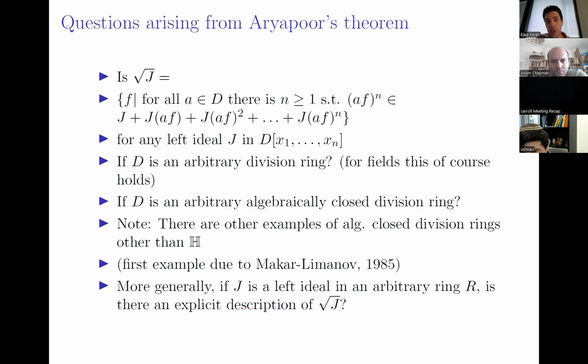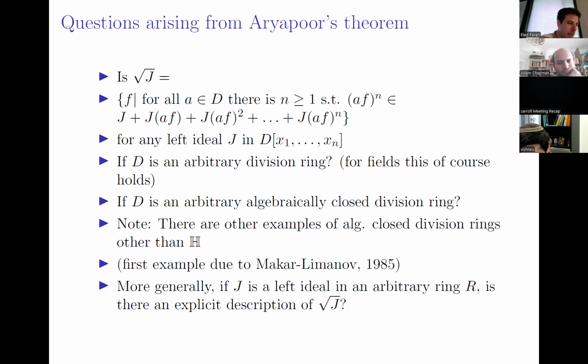And more generally, you can just ask, do you have a general description of the radical for a left ideal J in arbitrary ring R, an explicit one? I do not know, and somehow I suspect that it's hard to come up with something like this.